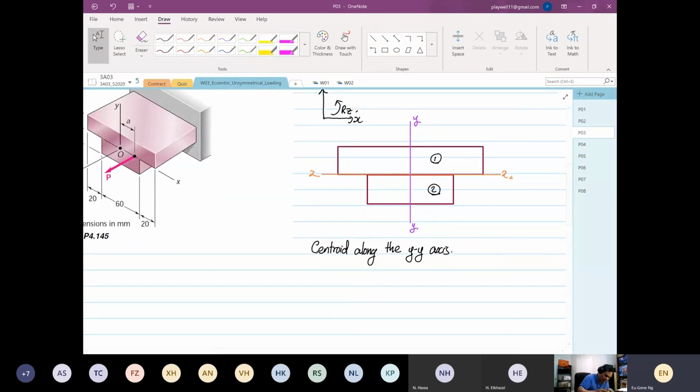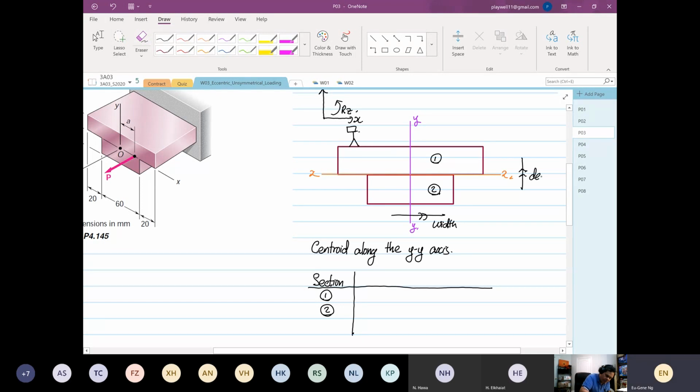Okay, so we're going to have section. I'm going to call this our section 1 and 2, and then the datum is going to be from the top, right? So section 1 and section 2, and we know that this is our width. And over here, this is our depth.